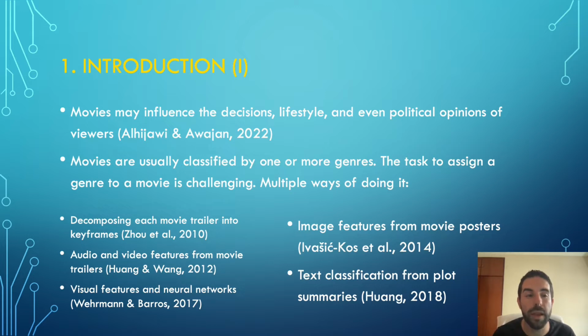For example, movies have been decomposed by their trailers into keyframes, using audio and video features from movie trailers, visual features and neural networks, image features from movie posters, and they have even classified the text of plot summaries, just to try to automatically classify movies by genre.